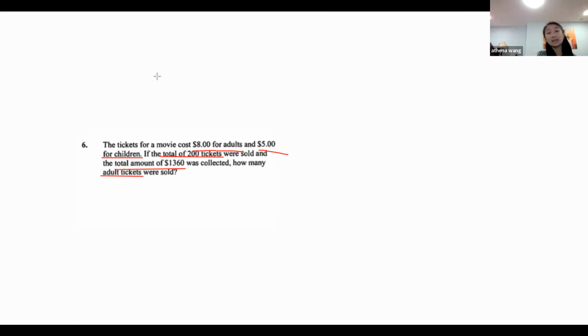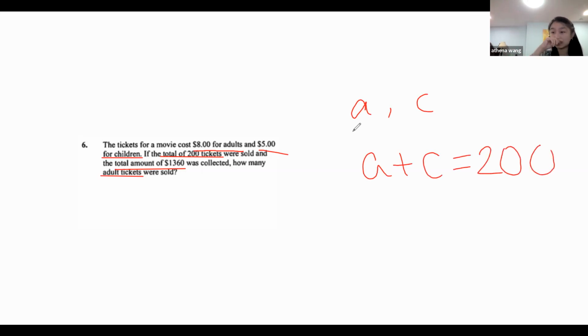Okay, so we see that we're using adult tickets and child tickets a lot. So we can have variables. We can say that A equals the adult tickets, and we can have C equals the number of children's tickets. So the total number of tickets sold would just be the number of adult tickets sold plus the number of child tickets sold, right? So we have A plus C has to equal 200 because we know that that is the total number of tickets sold.